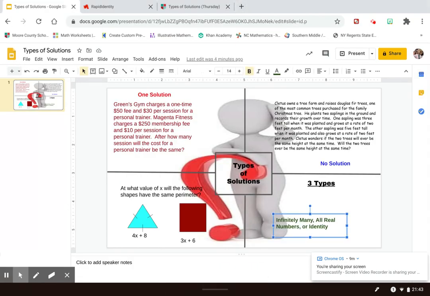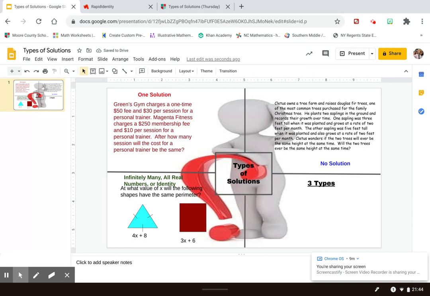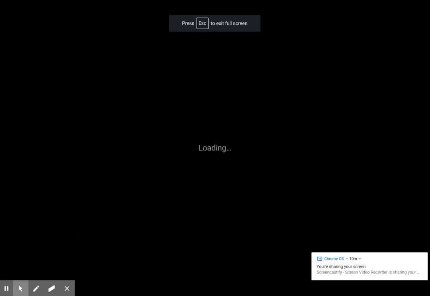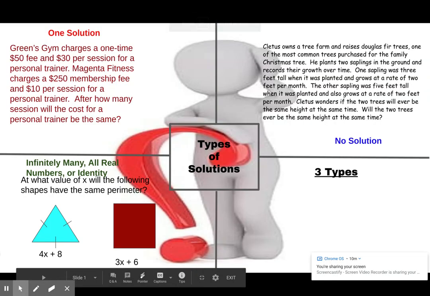So I'll simply move this over here. And so what this means, it says at what value of x will the following shapes have the same perimeter? Basically, any value of x, or the values of x that are in the real number system. All right, so hopefully at home you completed this with me. And this is how it would look at the end once you've completed it with me.